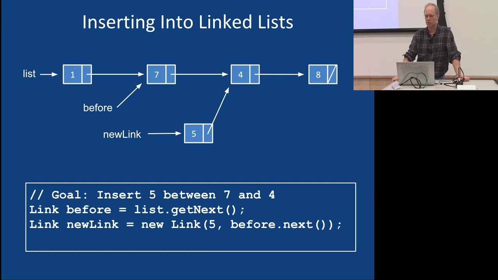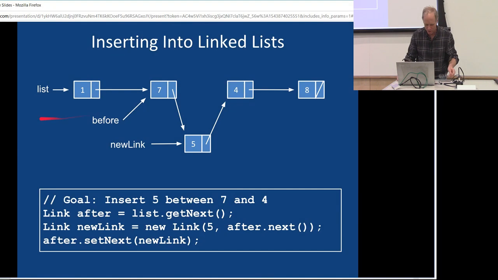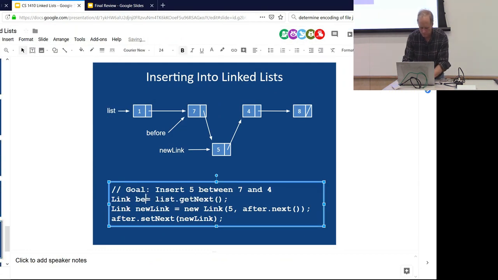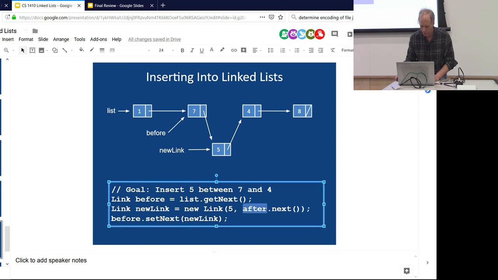So we're going to do before.setNext, and what do we pass as the parameter to setNext? What are we going to change before's next value to? To new link. So there's what it looks like. For some reason I have after there. I should say before. Let me fix that while I'm thinking about it. On the second line too, you have after.next. Obviously, I changed my mind at some point.